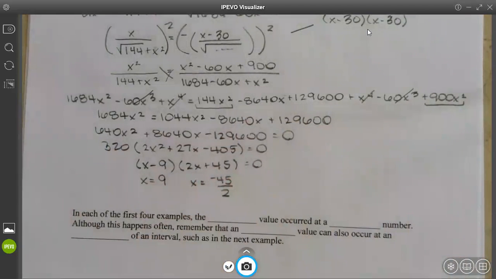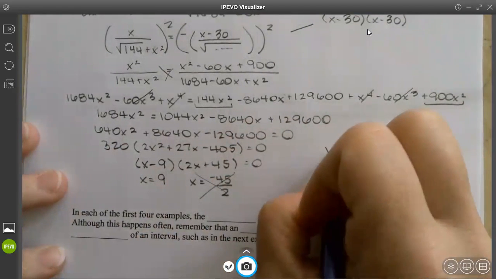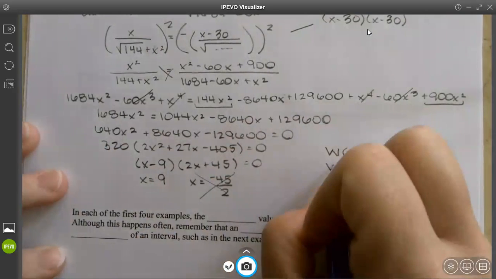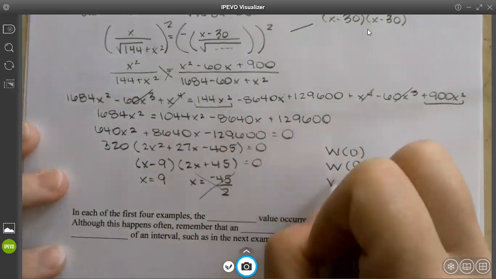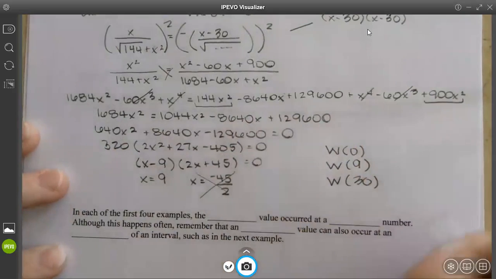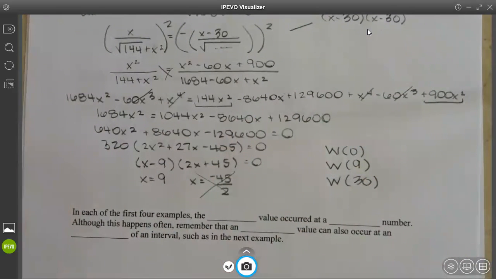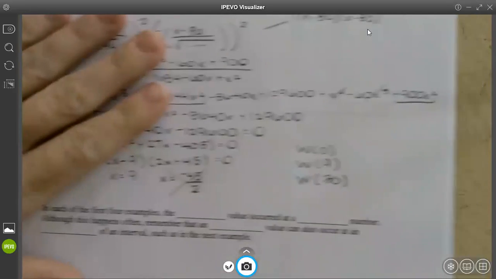Are my critical numbers okay? Yeah, I gotta have 0 to 30, right? So that one's not gonna work. So then I'm gonna plug in my endpoint, my critical number, and my endpoint, and I'm plugging it into the original equation. Again, you can do the derivative. It doesn't matter. It's going to make it fine.